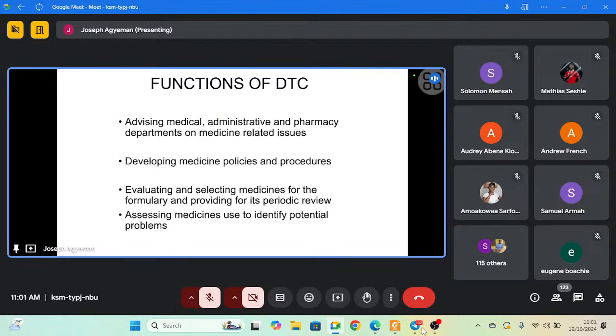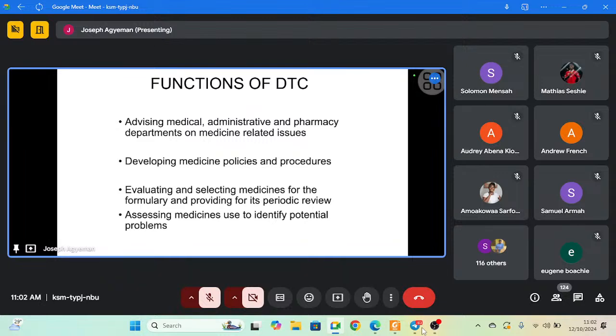Okay, now what are the basic functions of DTC? One is advising the medical, administrative and pharmacy departments when it comes to drug-related issues. So they advise which drug to buy, which drug not to buy, which drug to accept into our list. Everything is done by the DTC. They develop medicine policies and procedures within the hospital. They evaluate and select medicines for the hospital formulary and provide for its periodic review so that they can add on. They assess medicines use to identify potential problems.